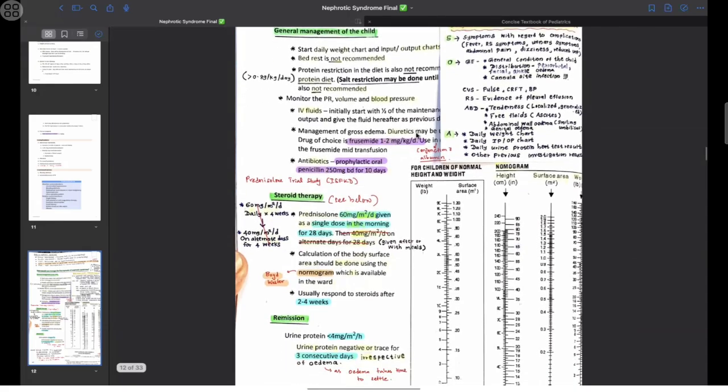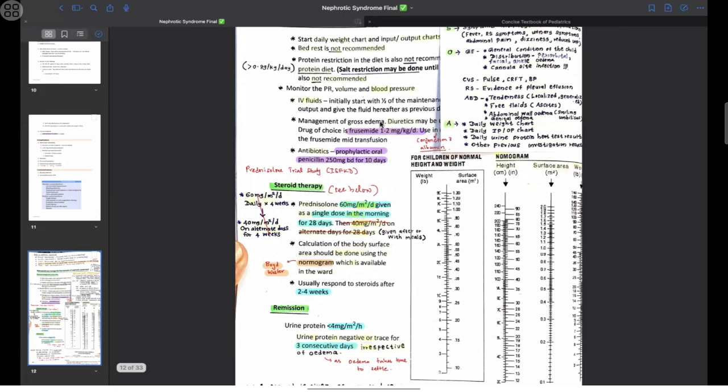Furosemide. If you're going to treat gross edema, you're going to give diuretics, then you have to give furosemide. But remember, when you're giving furosemide, you can't give it alone. You always have to give it in conjunction with albumin. Albumin delivers the furosemide better to the renal tubules. So we don't give furosemide alone in nephrotic syndrome, because remember, they're already in a hypovolemic state.